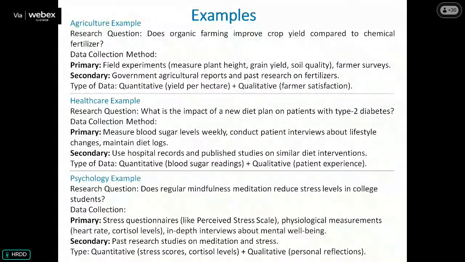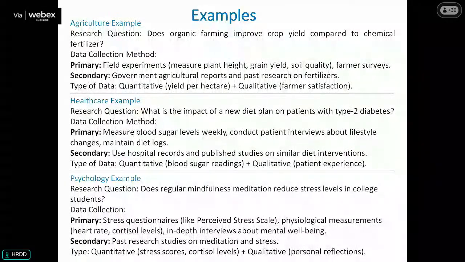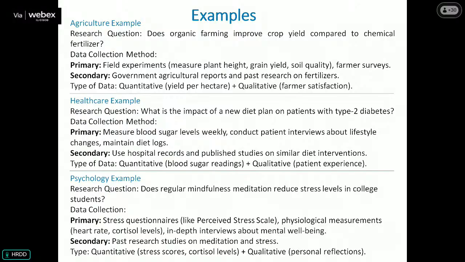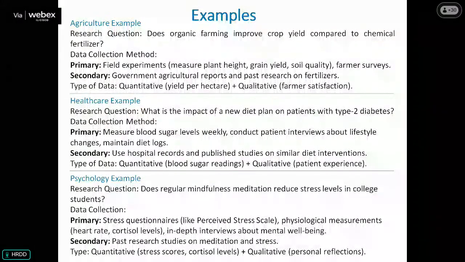Then definitely it will not be done in a lab, right? You have to do field experiments. If you are doing such research, you have to go and do field experiments, measure plant height, grain, soil quality, and farm surveys. Then you have to do farm surveys also. You will have to talk to farmers, the people who have seen all this. That will give you quite a lot.